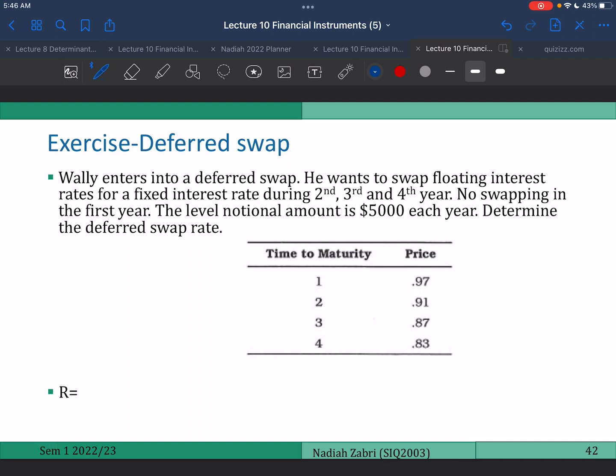Wally enters into a deferred swap. He wants to swap floating interest rate for a fixed interest rate during the second, third, and fourth year. So, no swapping for the first year. The level notional amount is 5,000 each. So, it's level, okay? Determine the deferred swap rate. So, how? You are given P1, P2, P3, P4 right away, so we don't need to derive. So it's going to be a lot easier.